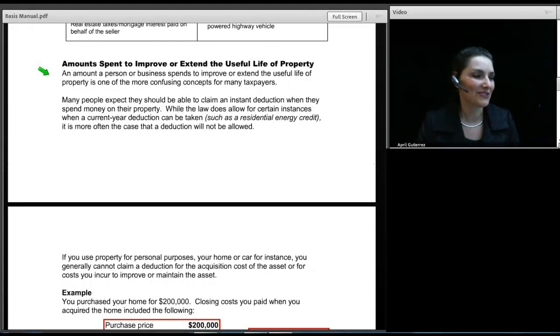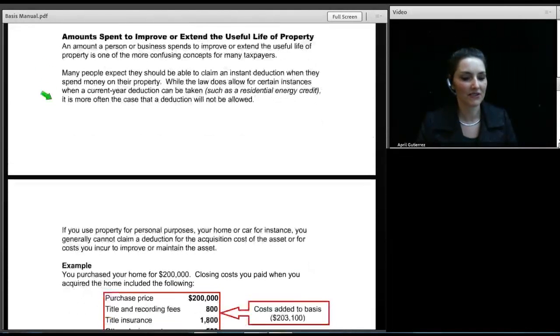So I've been doing taxes for 20 years. I've supervised literally hundreds of preparers, and I can say that both tax preparers and clients are confused by basis. It's something that a lot of people just have a hard time grasping. And the reason is that people think that when they pay out an expense, there should be some way to claim a deduction for that.